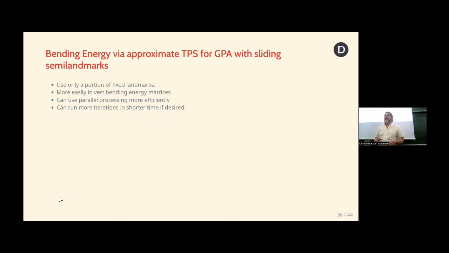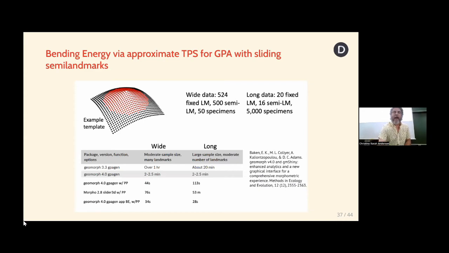What does that do to our computation time? So this is what we're going to do. We're going to use only a portion of the fixed landmarks, say 50%. Now we can more easily invert that bending energy matrix. We can use parallel processing more efficiently. We can run more iterations in a short time. And now I've got these analyses that took over an hour or over 20 minutes a year ago, running in 34 seconds or 28 seconds on the same computer. That's huge.